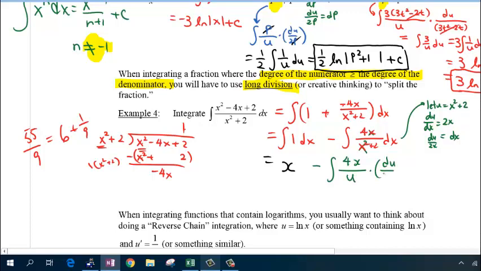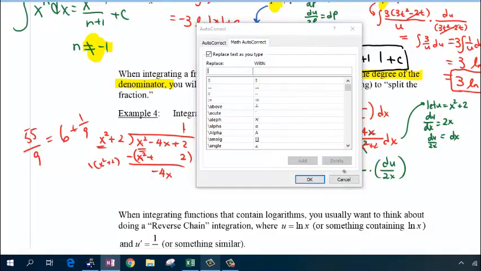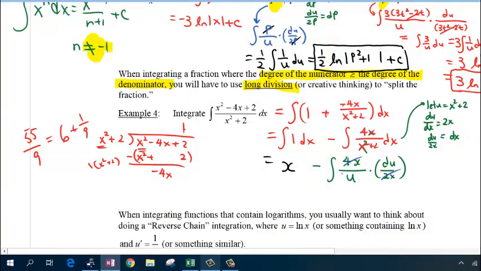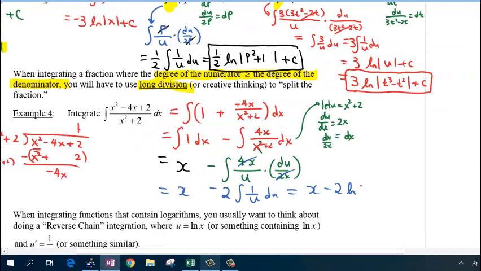You remember u substitution? Good stuff, good stuff. That simplifies to just 2, so now we have the integral of 1 over u du. That, of course, is just natural log of u plus c, and I will replace the u with x squared plus 2.